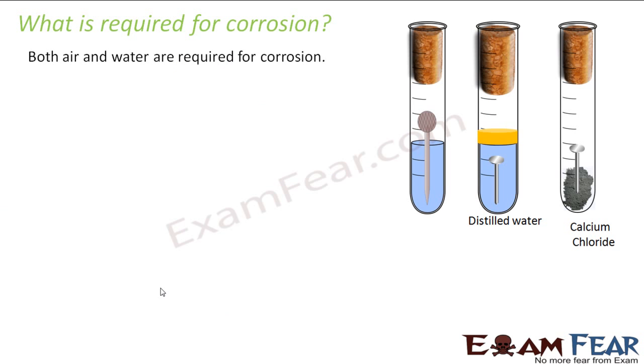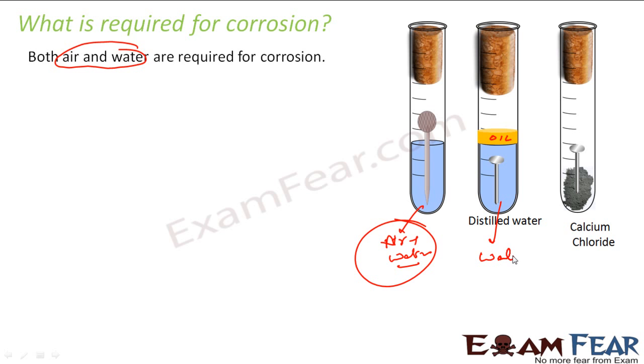So what is required for corrosion? We know that both air and water are required for corrosion. To prove this, we can take 3 test tubes. In the first test tube, we have put this nail, and it is exposed to both air and water. In the second, the nail is put in distilled water, and we have put an oil layer so that no air comes to the water or the nail. So here we have water but no air.